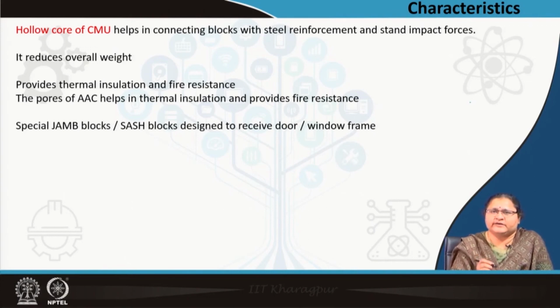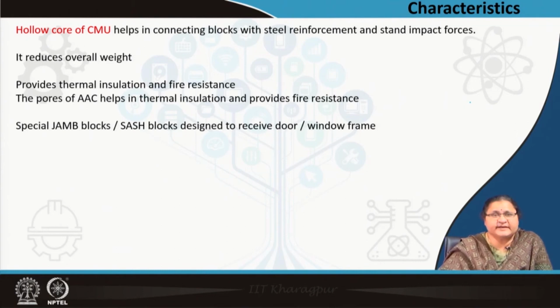The hollow block advantage is, as you saw, the units are much lesser in weight compared to the solid blocks. They provide thermal insulation because of the air entrapped in the hollows. Similarly, the pores in the AAC block provide thermal insulation. They also help in fire resistance.